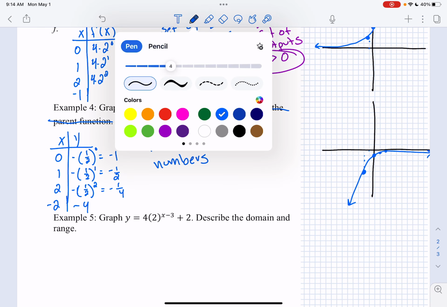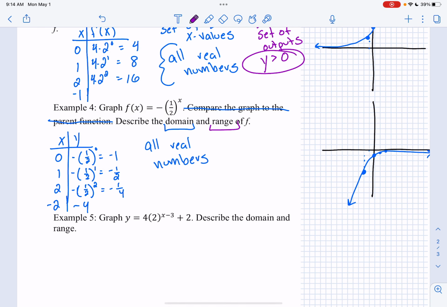But now my range, this does not go up and down forever. It doesn't go up past 0 at all. My entire function is down here below the x-axis, so my y's here are negative. y has to be less than 0 because we're all down there in the negatives. Okay.